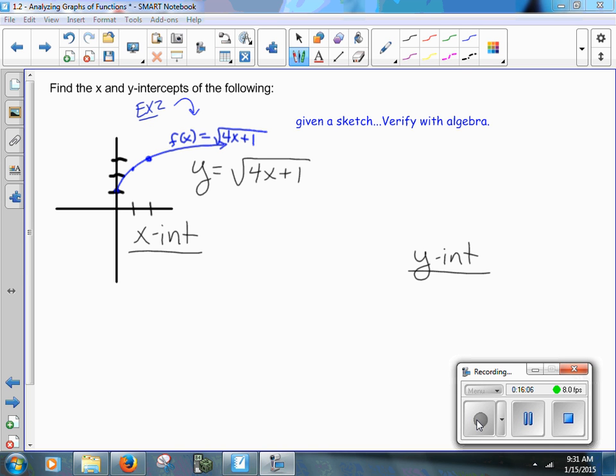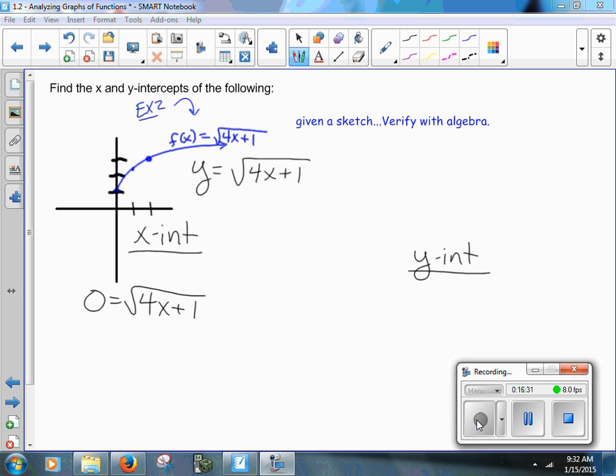0 is equal to the square root of 4x plus 1. All right. How do I find the x-intercept? What do I do? Plug 0 in for what? For y. All right, and watch what I have to do. Plug 0 in for y, and just rewrite it, okay? All I'm doing is putting 0 in for y.